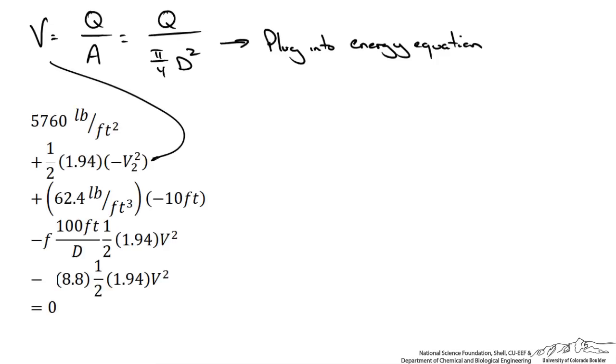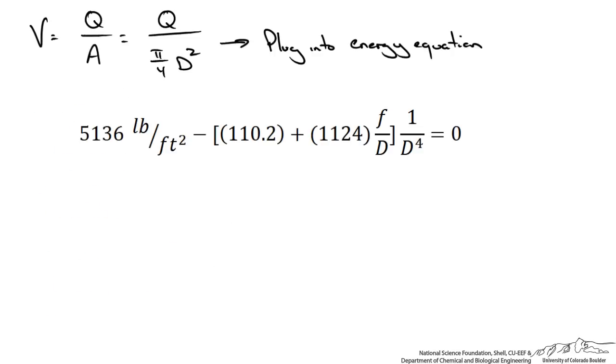Here we're going to plug our velocity expression into this term as well as this term and this term. I've simplified a little bit, pulling out the D to the 4th, and I've plugged in the known values we had before, making sure all our units matched up.